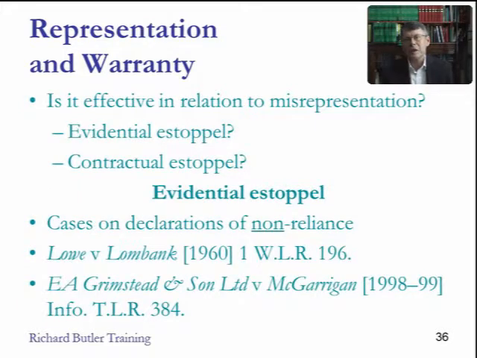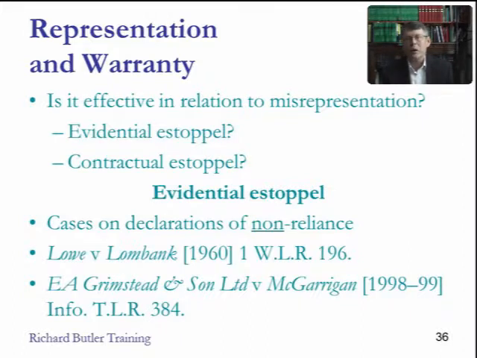But returning to the express acknowledgement of reliance in the context of misrepresentation, one mechanism by which such a provision might have effect is through evidential estoppel. That is, the doctrine by which a person who has formally acknowledged that the thing is black cannot in subsequent proceedings adduce evidence that it was white. They are, in the jargon, evidentially estopped from doing so.